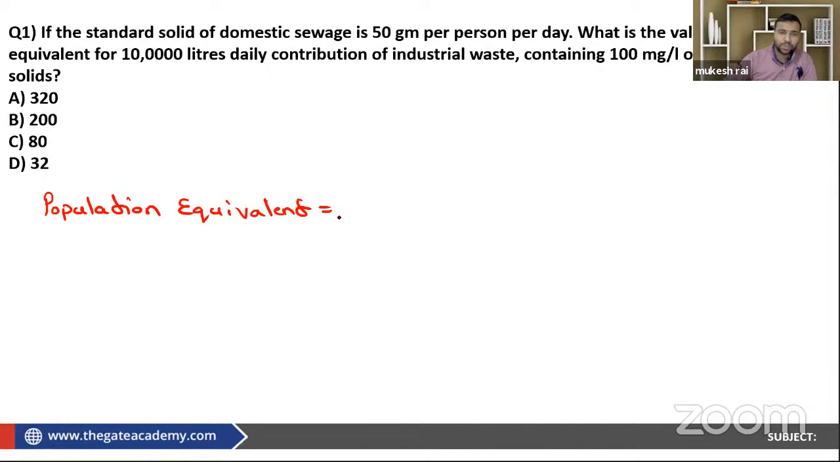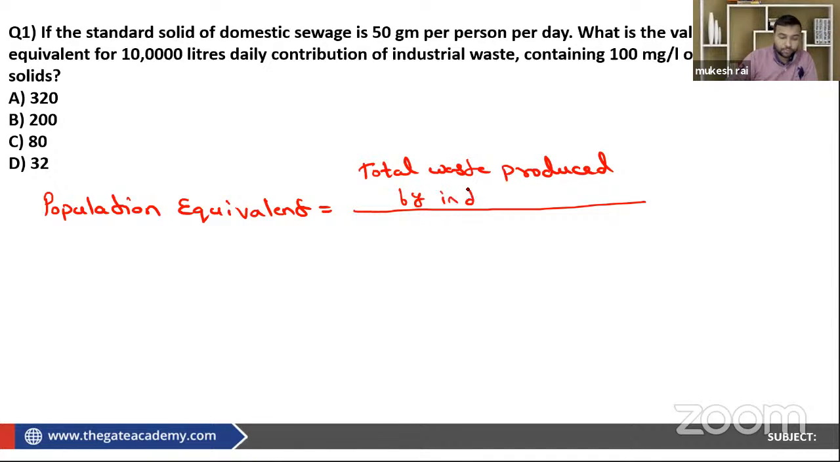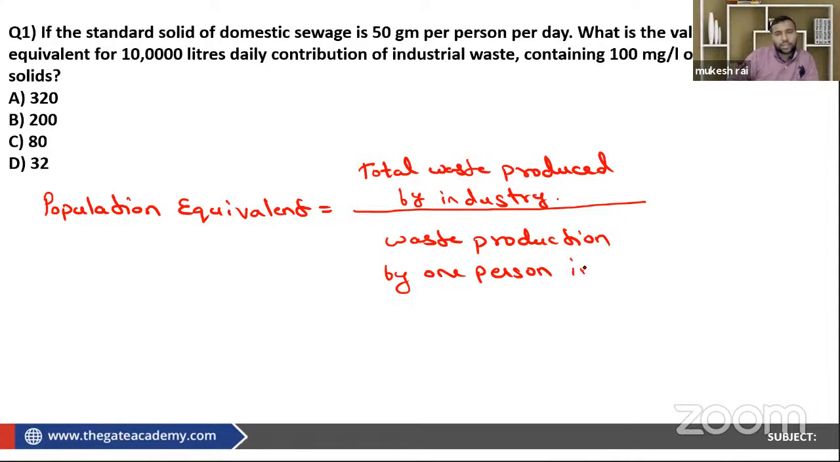Yes, Gursaj, Rajesh, Pragya, Vikas, Bhagat. It is the ratio of total waste produced by industry. Yes, very good, Krishna. Total waste produced by industry divided by waste production by one person in one day. That is the definition of population equivalent. Or we can say that it is the ratio of industrial BOD to the BOD per capita. We can also say that it is kg per day upon kg per capita per day.